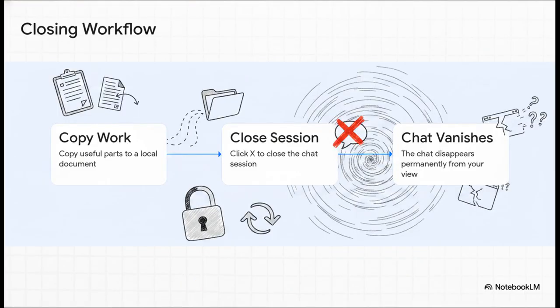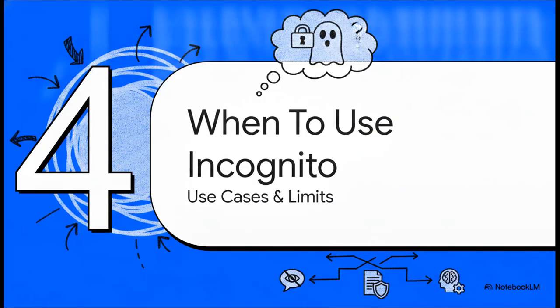But here is the absolutely critical workflow habit you have to build so you don't lose your work. You must remember to copy the useful parts over to a local document before you click X. Because once you close that session, the chat vanishes permanently. There's no undo button and no way to convert it into a saved chat later on. It's just gone.